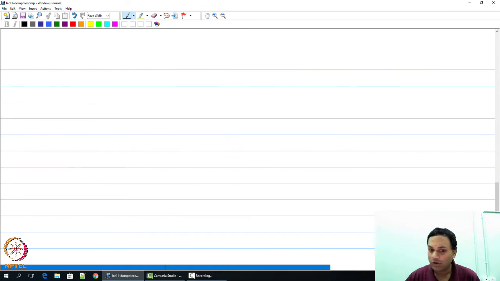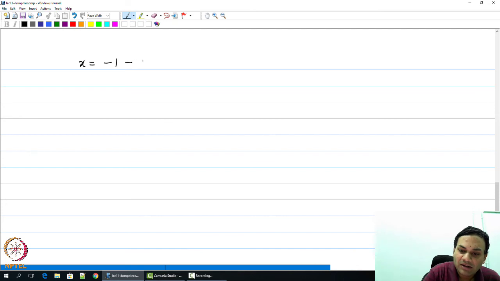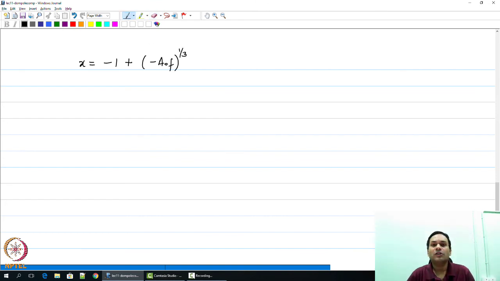Now it is clear that we want to find out the solutions of this particular cubic equation, and of course the solution is clearly given by x is equal to minus 1 plus the cube root of minus A naught f. And of course the cube root of minus A naught f has 3 solutions, and each of these solutions will give you 3 roots x1, x2 and x3.